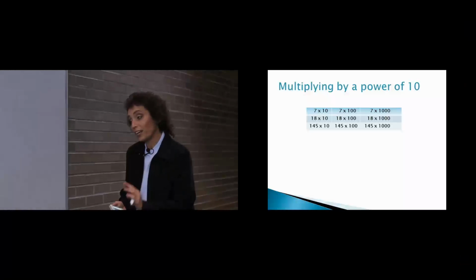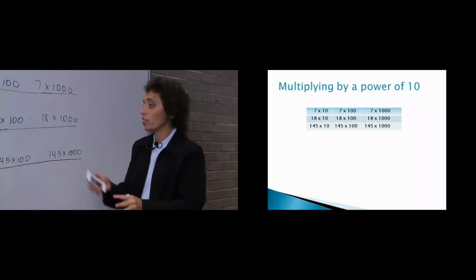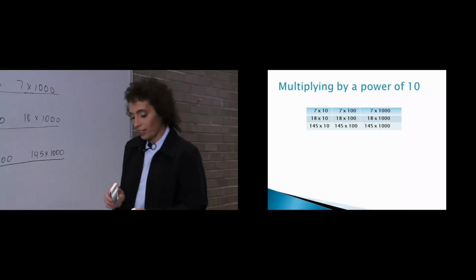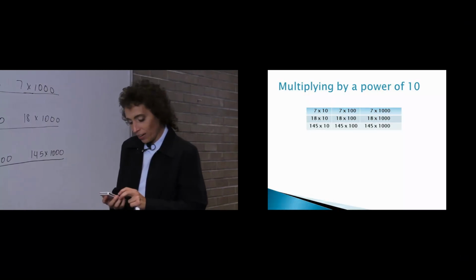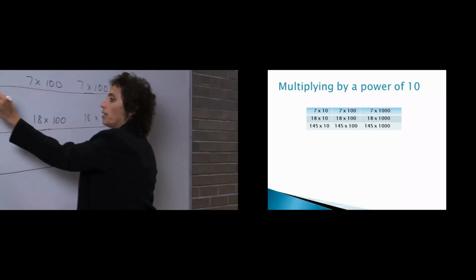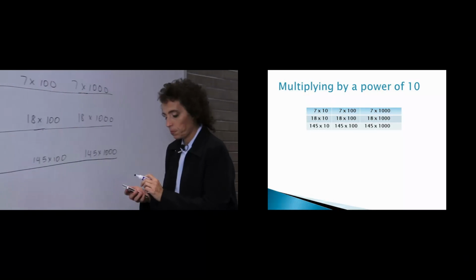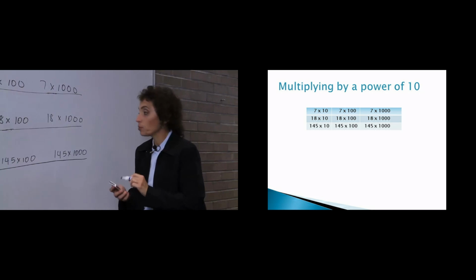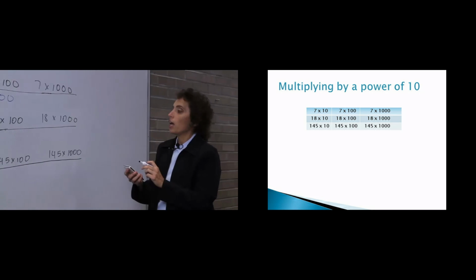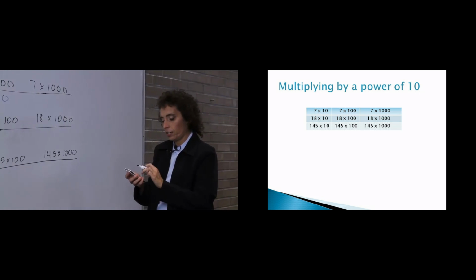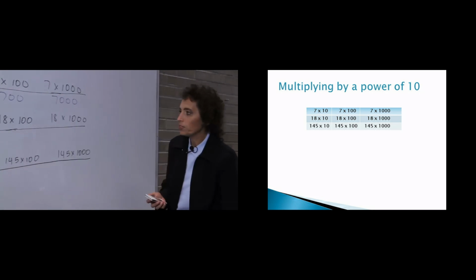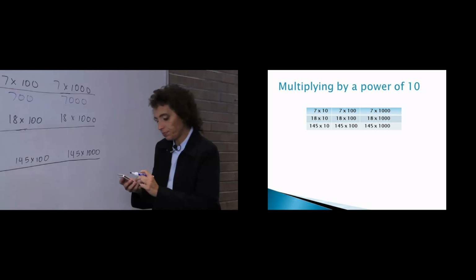Okay, I know you're not allowed to use a calculator, but I just want to use this calculator for pattern seeking. So we're going to do these problems on a calculator. I've got my handy-dandy little iPhone calculator. Okay, 7 times 10 is 70. 7 times 100 is 700, and 7 times 1,000 is 7,000. And now let's go to 18 times 10.